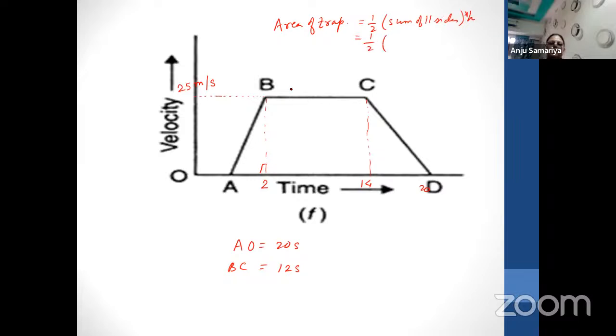So half into this lower one is 20, and the upper one is 12, and this is 25.